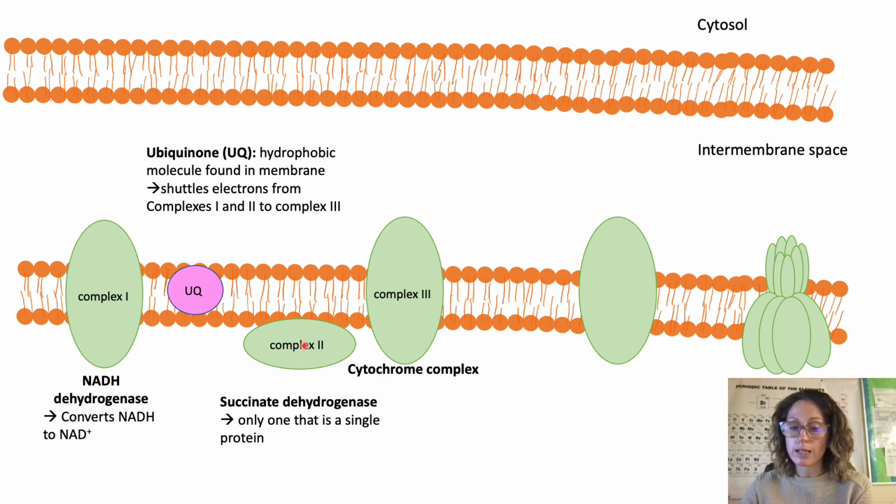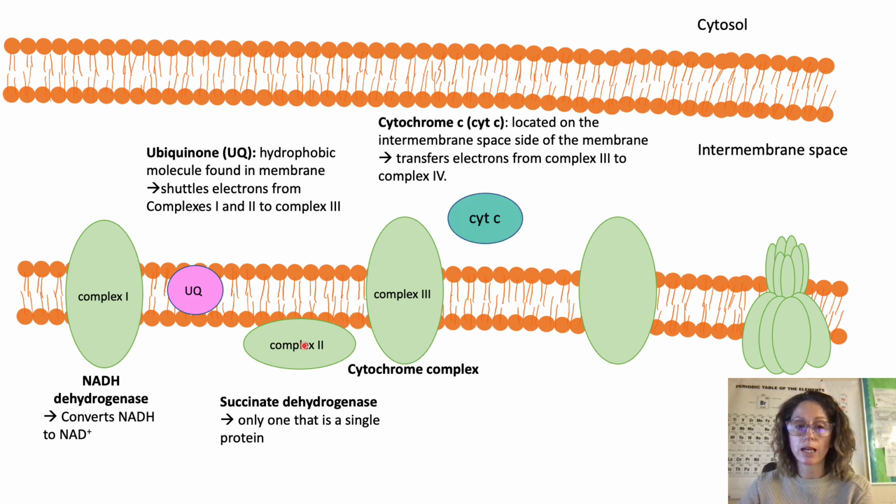Complex 3 is called the cytochrome complex, and it is going to take electrons from UQ and then pass them to cytochrome c. Cytochrome c is on the intermembrane space side of the mitochondria, and this transfers electrons from complex 3 to complex 4, known as cytochrome oxidase. And lastly, we have ATP synthase. And ATP synthase, you can imagine, is what is going to be involved in the actual production of ATP.